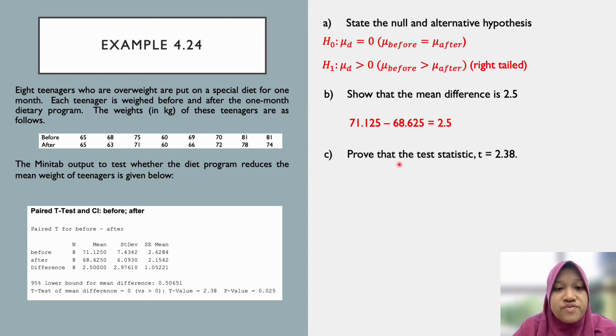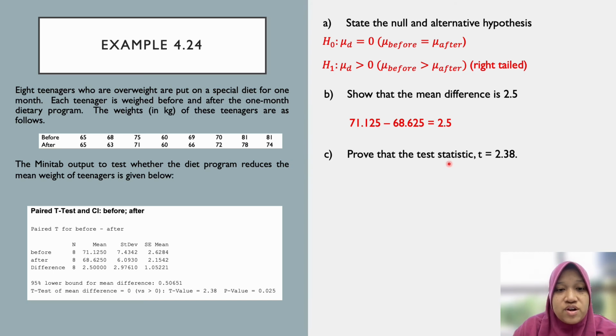Okay, C, prove the test statistic t equals 2.38. Again, why do we use t here? Because the sample used here is less than 30, meaning that the sample is small. That's why we are using the t statistic.